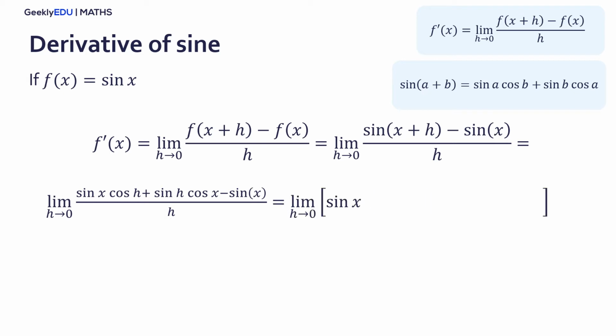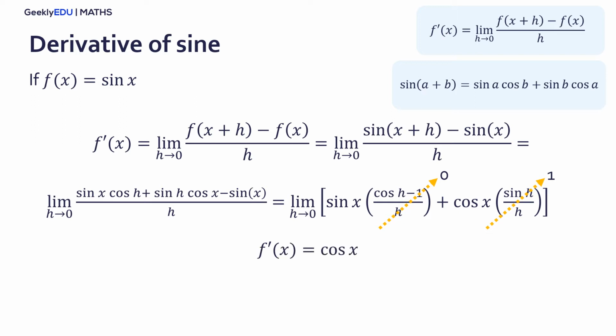Then, we factorize sine and cosine of x and evaluate the limit when h tends to 0. The first parenthesis when we evaluate the limit is equal to 0, and the second, by using the rules for the limits of sine, is equal to 1. Therefore, when we multiply sine of x by 0, that term is equal to 0, and the cosine of x by 1 is equal to cosine of x. Finally, we get that the derivative of the sine function is the cosine function.